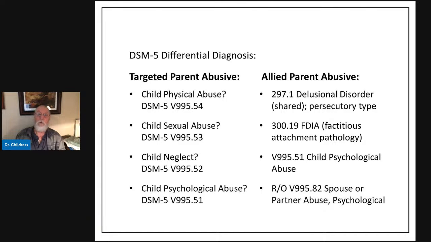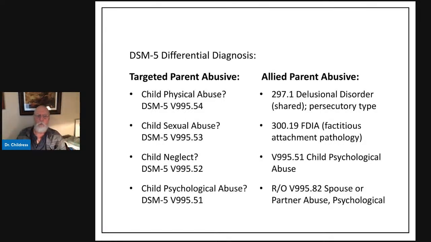Or it's a false attachment pathology created by the allied parent for secondary gain, primarily to manipulate the court's decisions on child custody in the service of spousal abuse of the targeted parent. So in that case, the diagnosis is a shared persecutory delusion and a factitious disorder imposed on the child. Either one of those or both of which will wind up in the child's psychological abuse diagnosis. And then there's the additional consideration of spouse or partner abuse, psychological, using the child as a weapon.